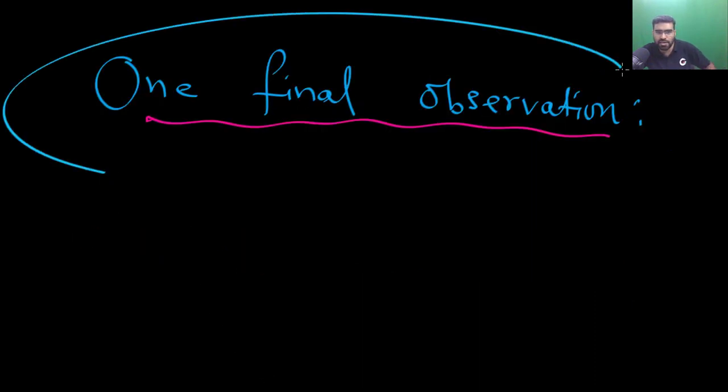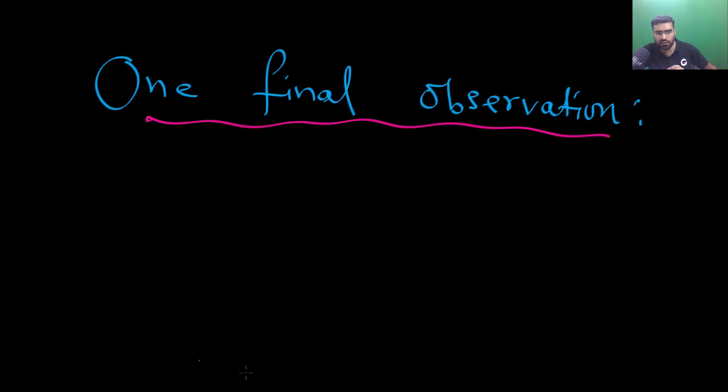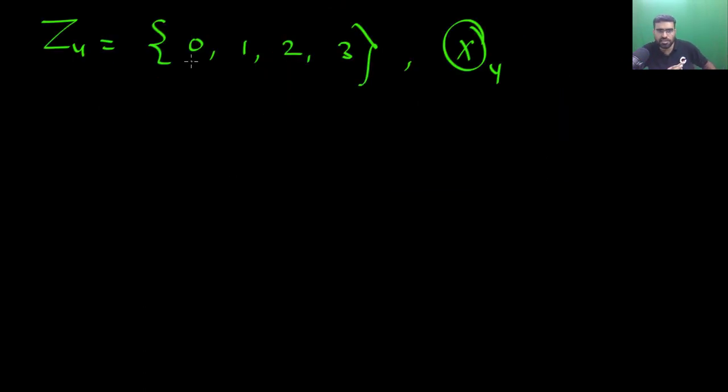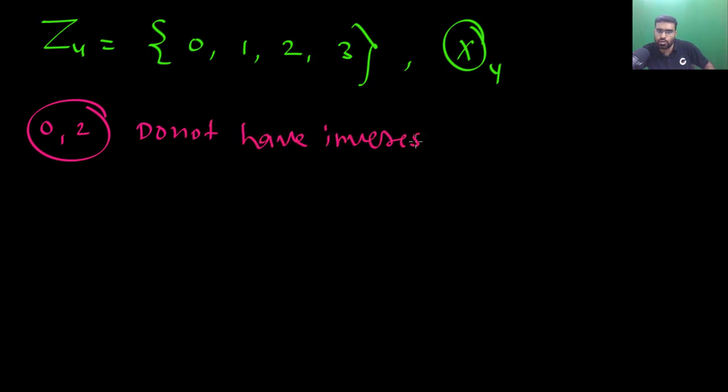So for that we need to make one final observation. Let's come to this question. In this question, Z4 with multiplication modulo 4, you can notice that these two elements, 0 and 2, do not have an inverse.